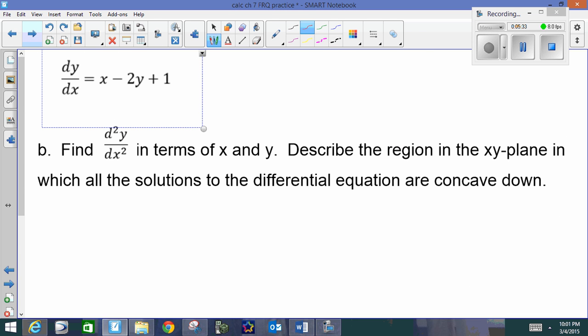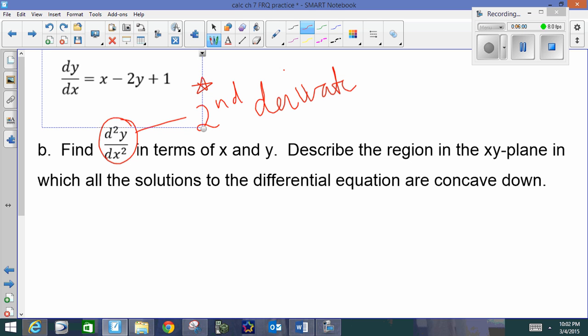All right, again, I pasted this just so we remember that we're dealing with this for the whole thing. Okay, so part B says, find the second derivative. We haven't seen that for a while, but that's the second derivative, in terms of x and y.